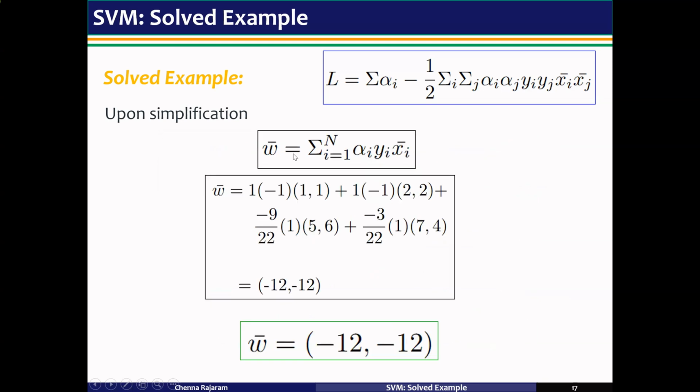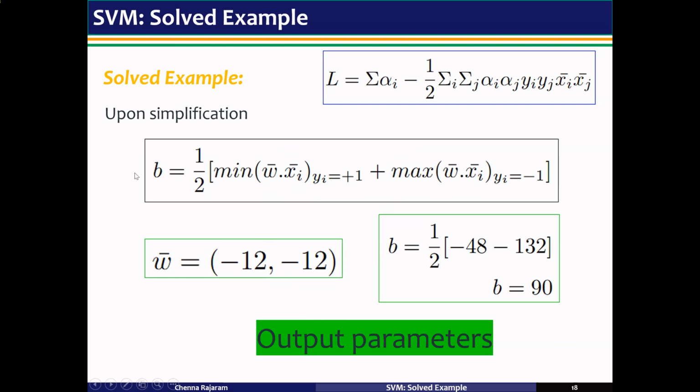After obtaining the alpha values, substitute the alpha values in this equation: W bar is equal to sigma i equal to 1 to n alpha i yi xi bar. So after simplification, we arrive at W bar equal to (minus 12, minus 12). So this is the W value.